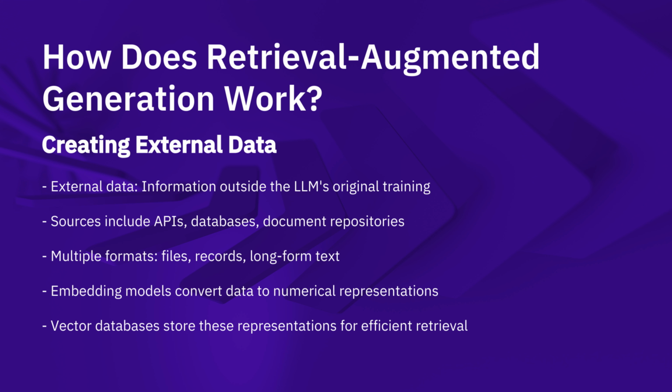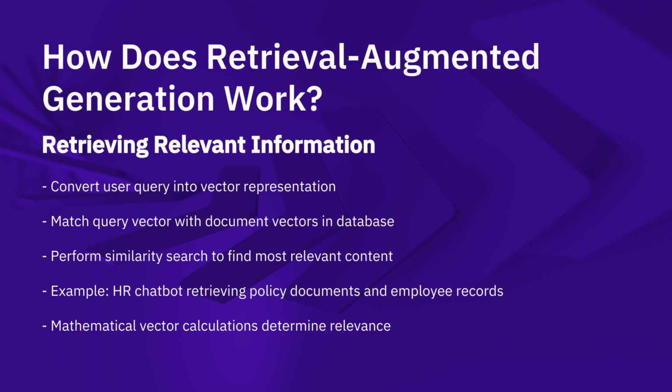Embedding models convert your text data into numerical representations, essentially translating words and concepts into mathematical vectors. These vectors capture semantic meaning, allowing the system to understand relationships between different pieces of information. These vector representations are then stored in specialized vector databases optimized for similarity searches. Think of this process as creating a knowledge library that's accessible and understandable to your generative AI system. Each document or piece of information becomes a searchable entity that can be retrieved based on its relevance to incoming queries.